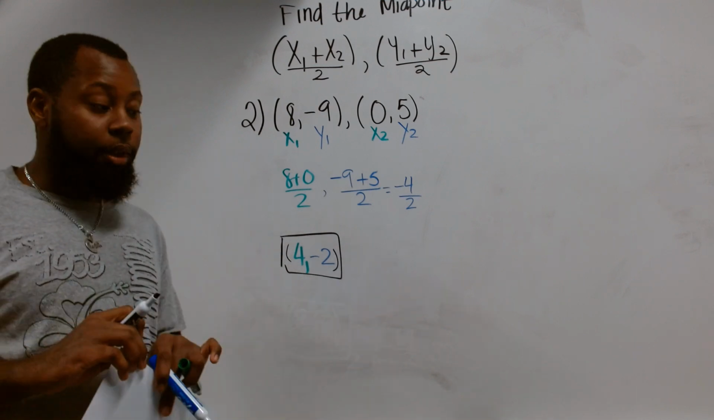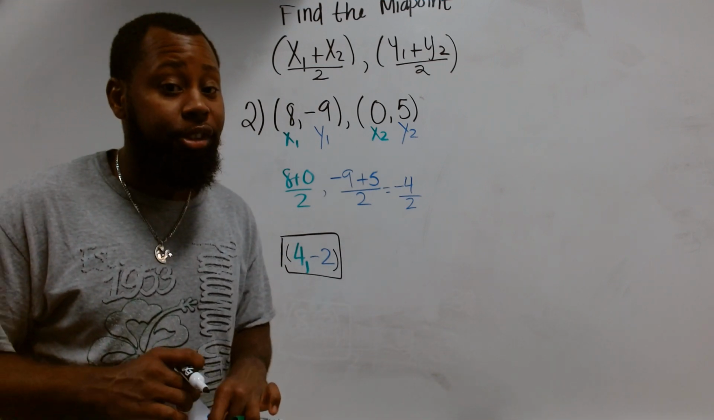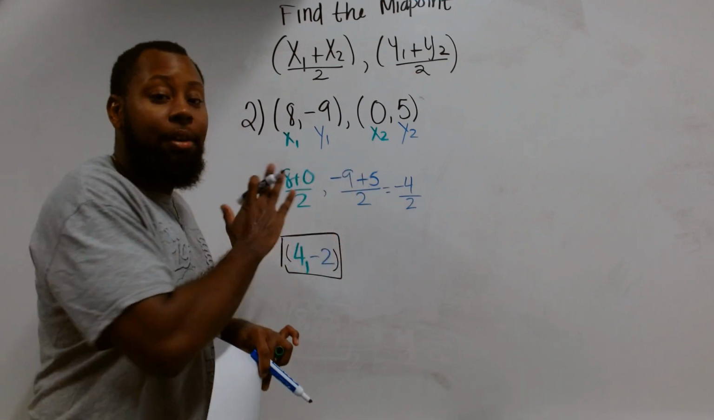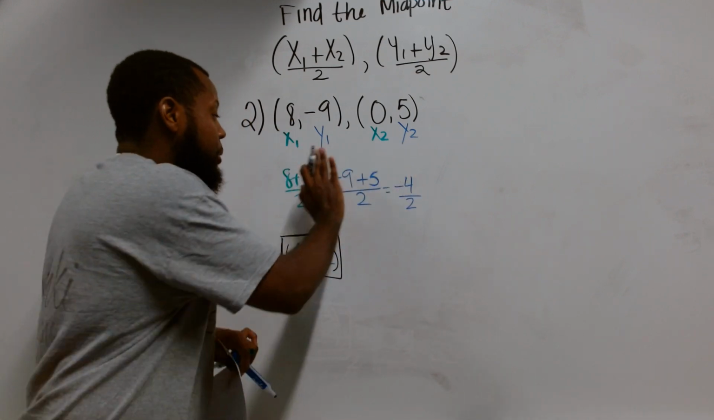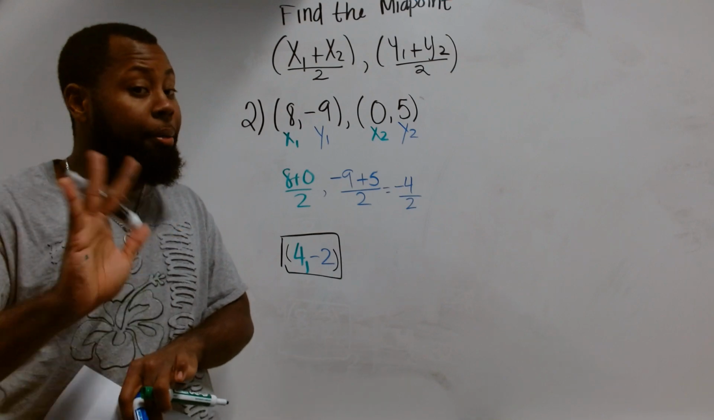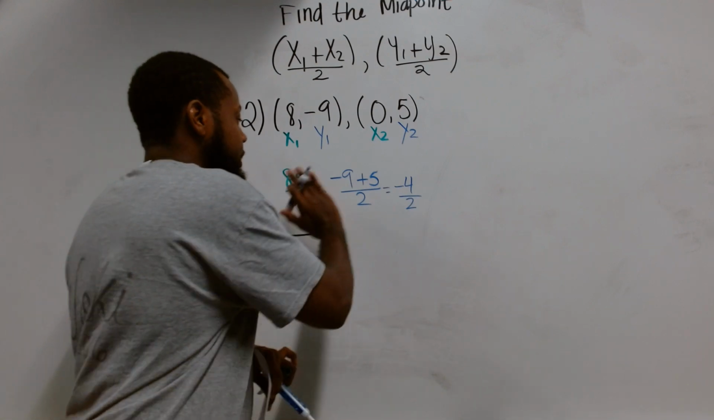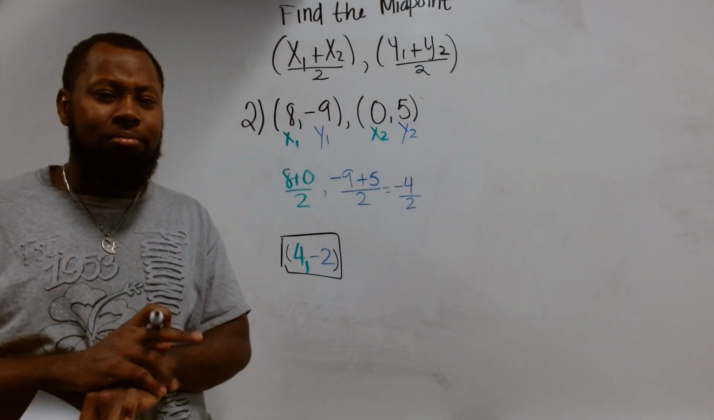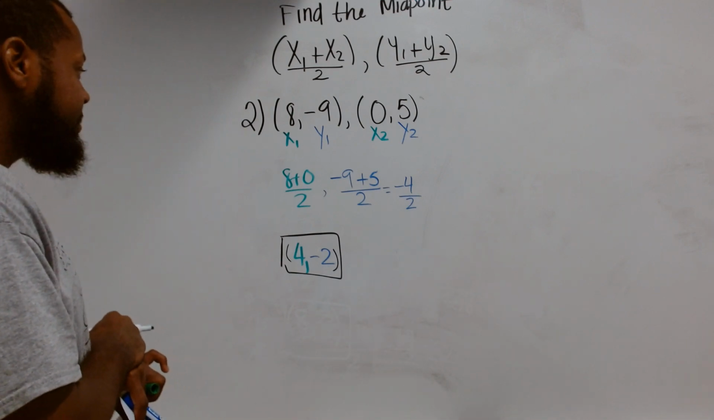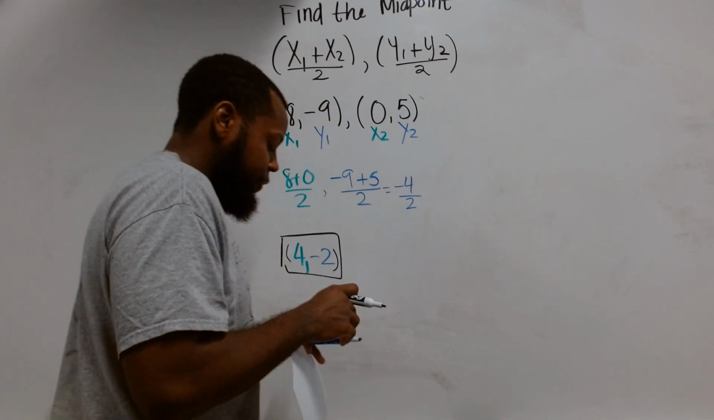Just as how we were doing it on the number line. There's no difference. You just have another set, another pair. Same way we did within the other videos. It's just an extended pair. That's really it. Okay? So, we're going to move forward.